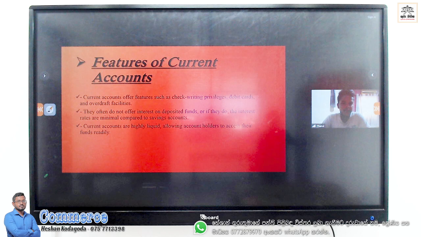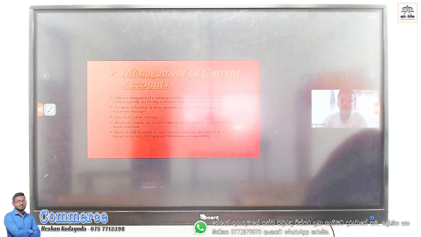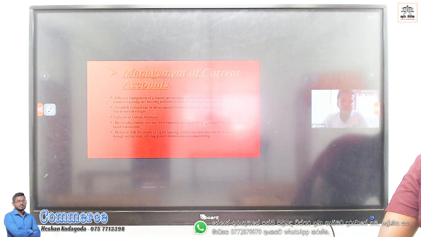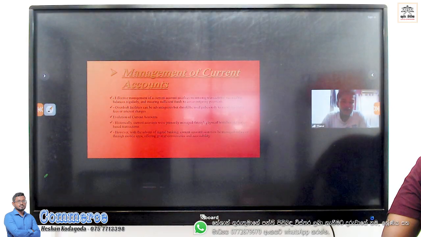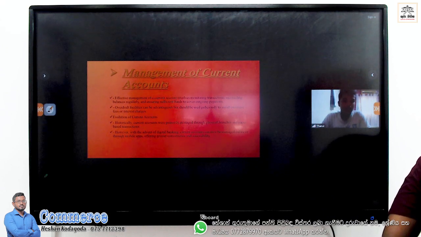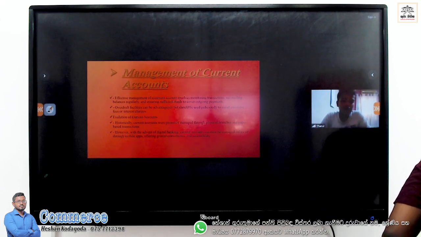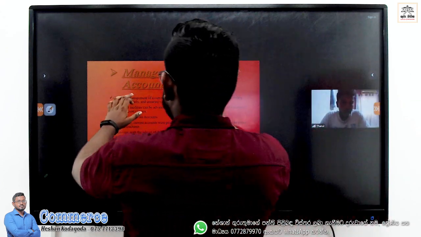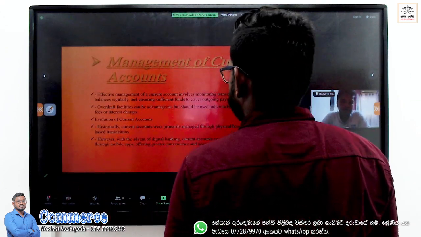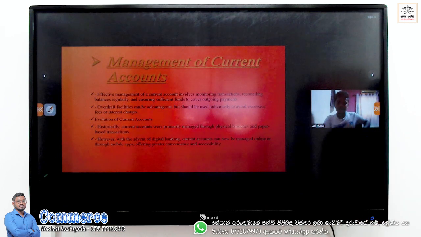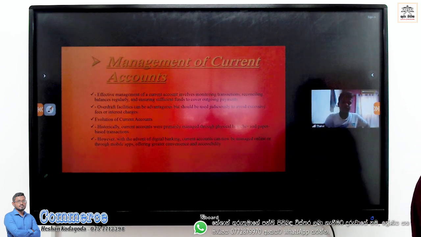Management of current account. Effective management of a current account involves monitoring transactions and balances regularly and ensuring sufficient funds to cover outgoing payments. Overdraft facilities can be advantageous but should be used carefully to avoid excessive fees or interest charges. Evolution of current account. Historically, current accounts were primarily managed through physical cheques and paper-based transactions.